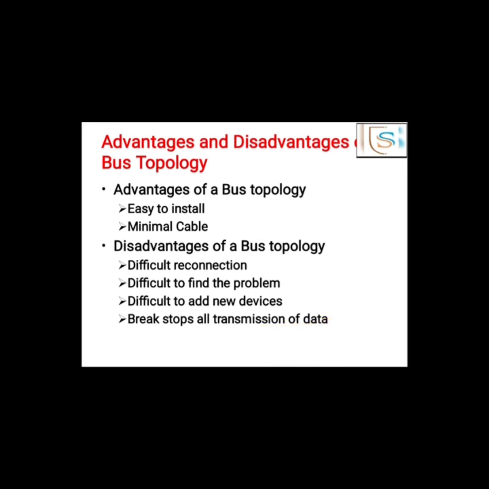Advantages of bus topology: it is very easy to attach many computers with a single communication link. And as we are using only one cable, obviously the cost of arrangement is also reduced. Disadvantage: reconnection. If any of the connections gets disrupted, it is really difficult to reconnect it. It is difficult to find the problem, because we are not able to find which workstation is actually creating a problem in such a topology. Similarly, it is very difficult to add new devices as well. So these are the advantages and disadvantages of bus topology.